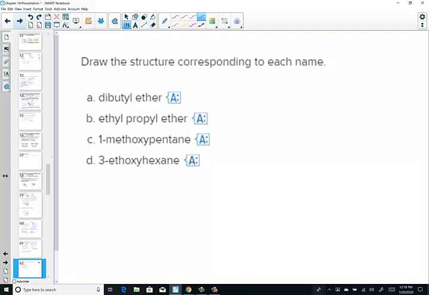Sometimes going the opposite way adds value as well. Let's draw what we see for names.